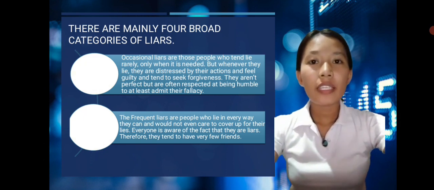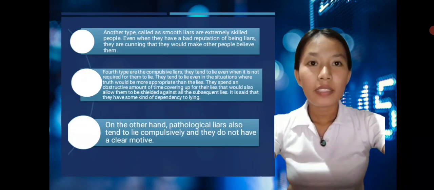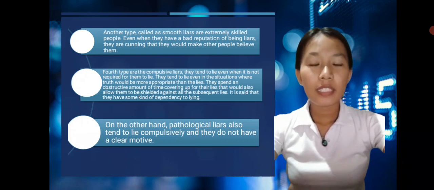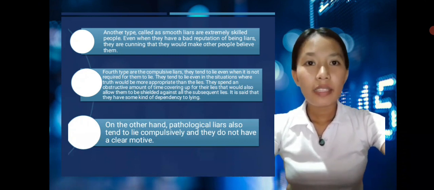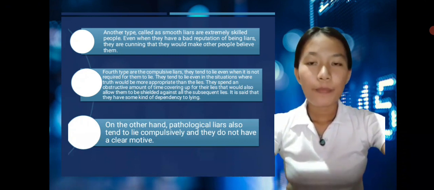Second is the frequent liars, are people who lie in every way they can and will not even care to cover up for their lies. Everyone is aware of the fact that they are liars, therefore they tend to have very few friends. Another type called smooth liars are extremely skilled people. Even when they have a bad reputation of being liars, they are so cunning that they would make other people believe them. Fourth type are the compulsive liars.